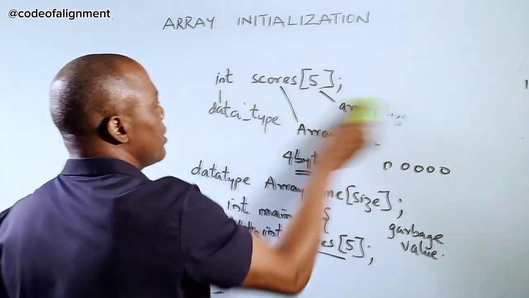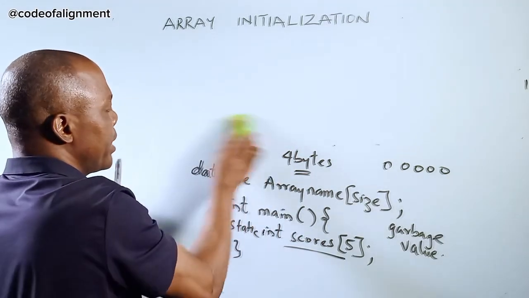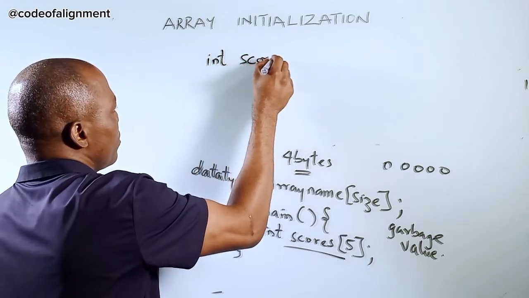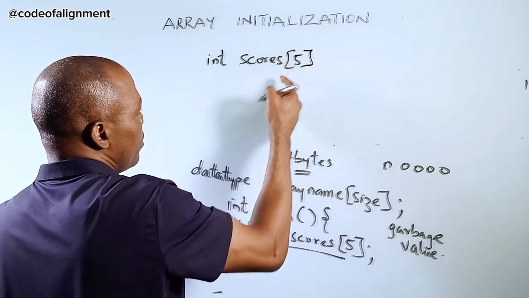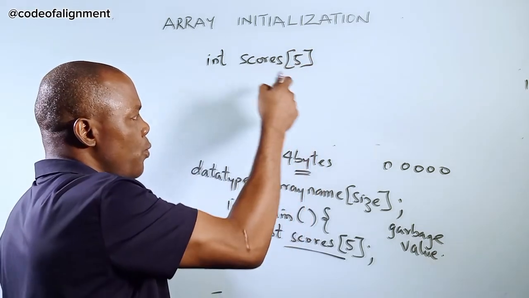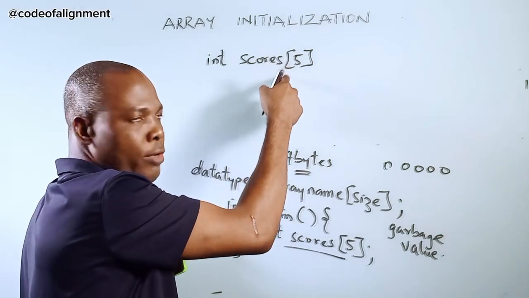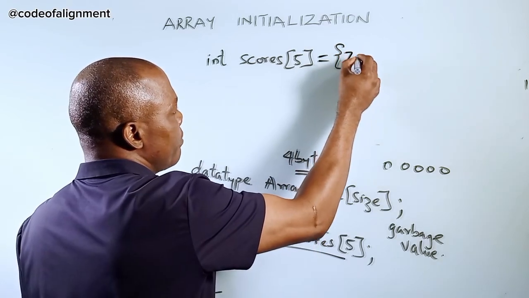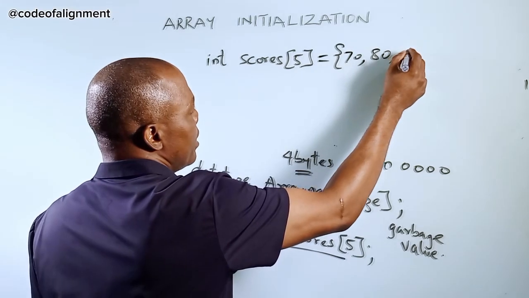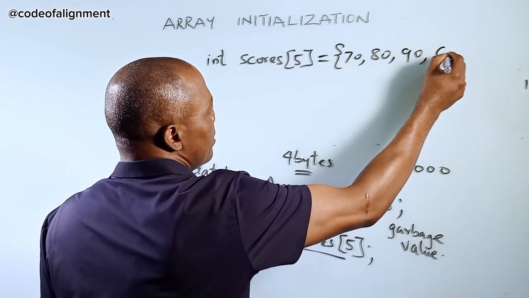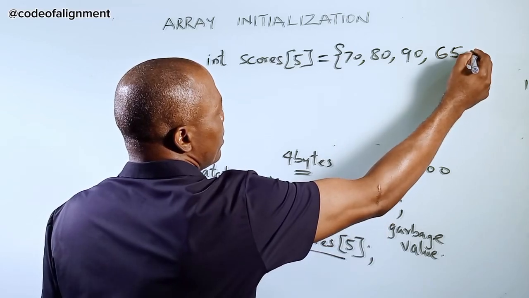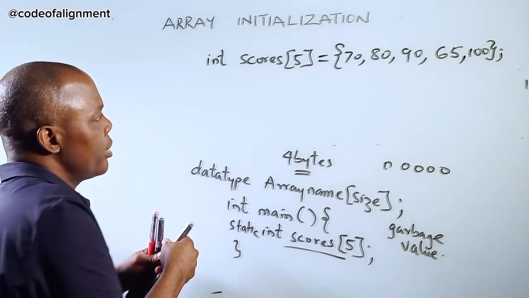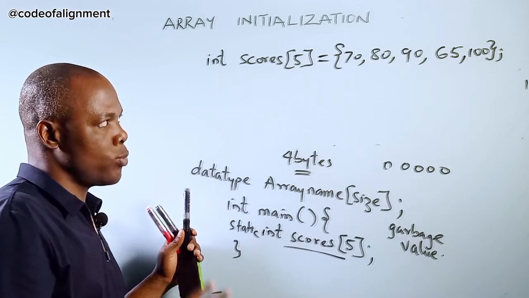So the first one is that if we declare the array, say int scores, and we say the size is 5. Now, we can initialize this array at this stage of declaration by just putting this, and then we use curly brackets. So let's assign values to this: 70, 80, 90, 65, and then 100. So this is the way you have initialized this array. This is one method.